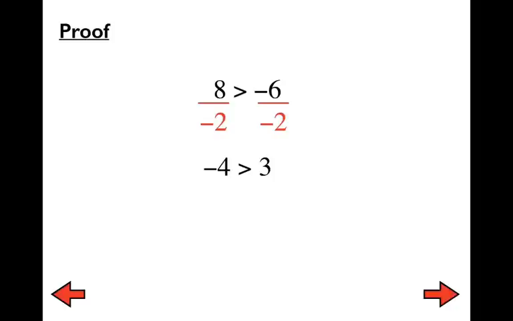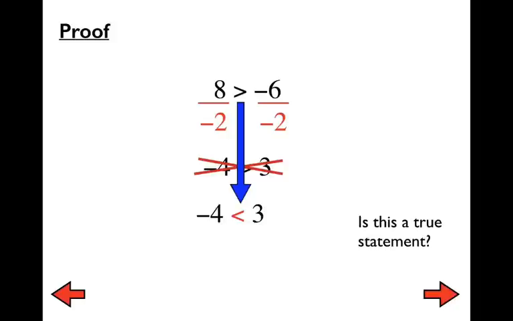So, much like the last problem, how could I take that and turn it into a true statement? The way to do that would be to flip the inequality symbol around. So, while negative 4 was not greater than 3, it is less than 3. So, how can we put all of that together?